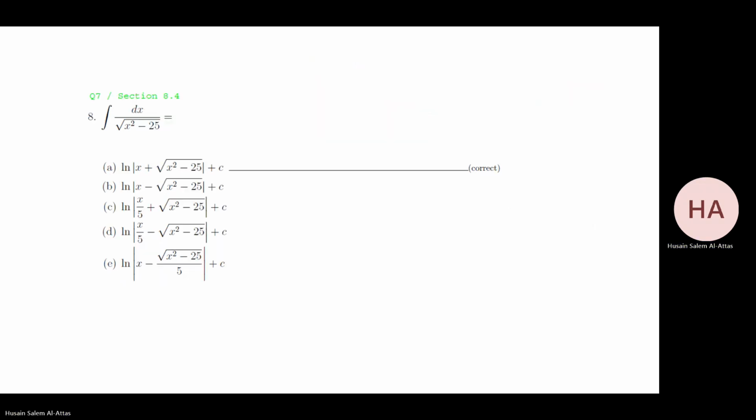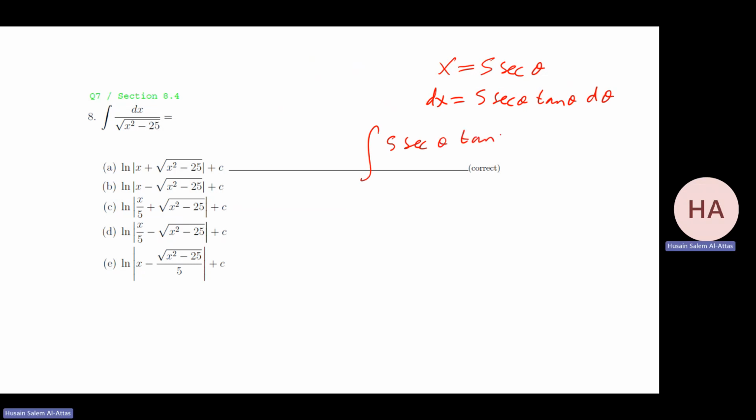For this one, secant. So I have x equal 5 secant theta. dx will be 5 secant theta tan theta d theta. So that will be what? 5 secant theta tan theta d theta over, put 5 secant squared minus 1, that will be 5 tan theta. Cancel, cancel, cancel. I have secant theta, which is ln secant theta plus tan theta.